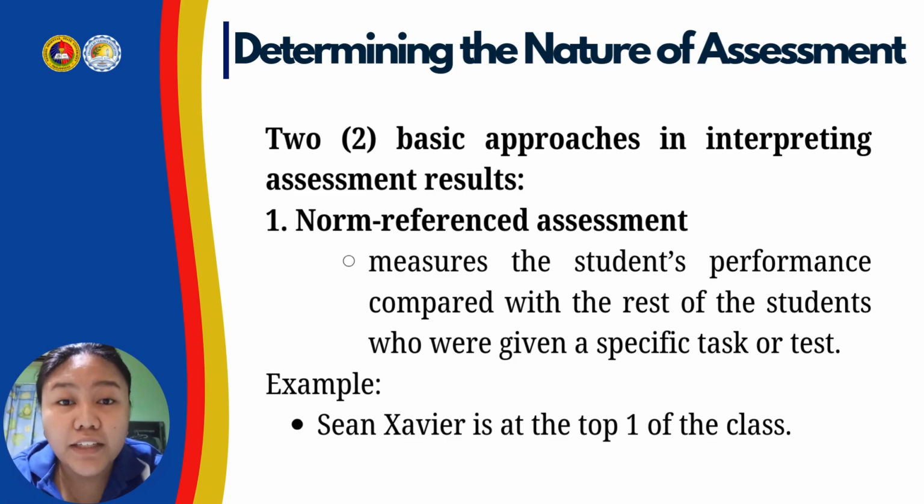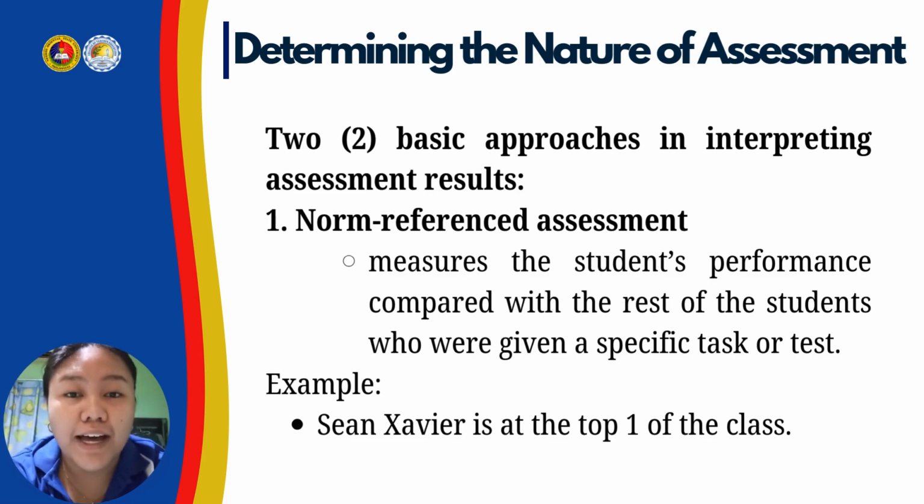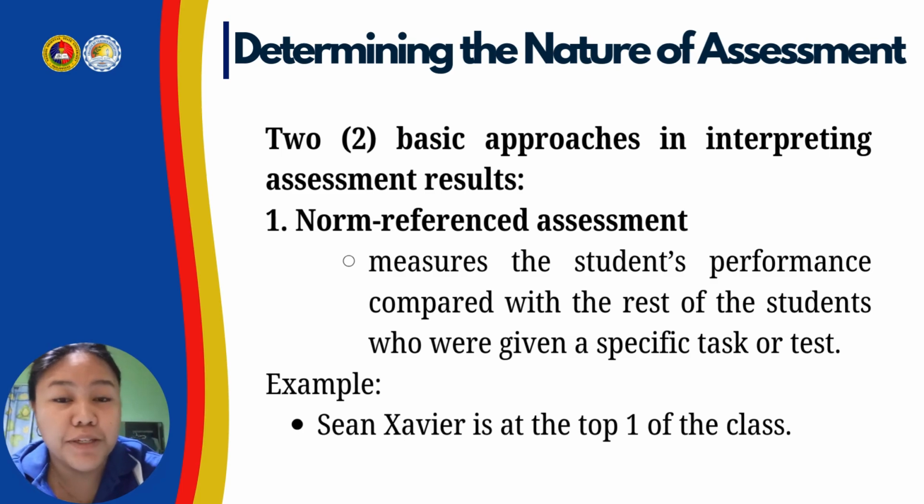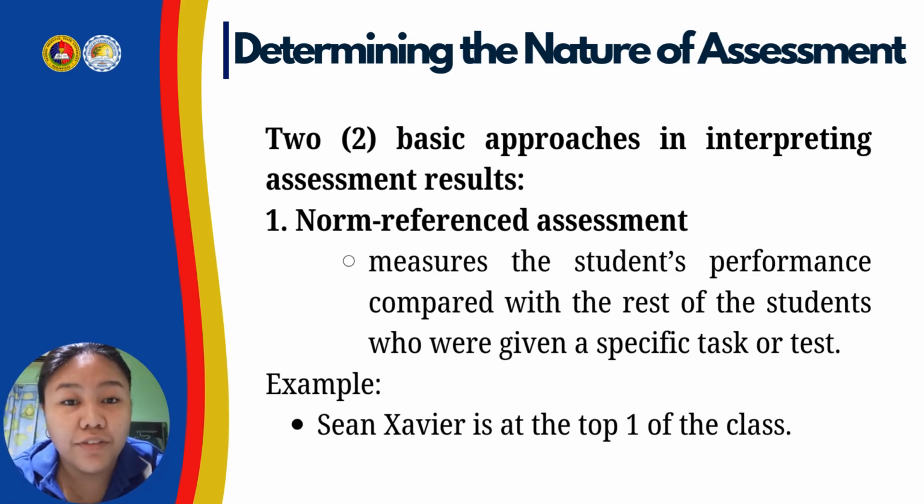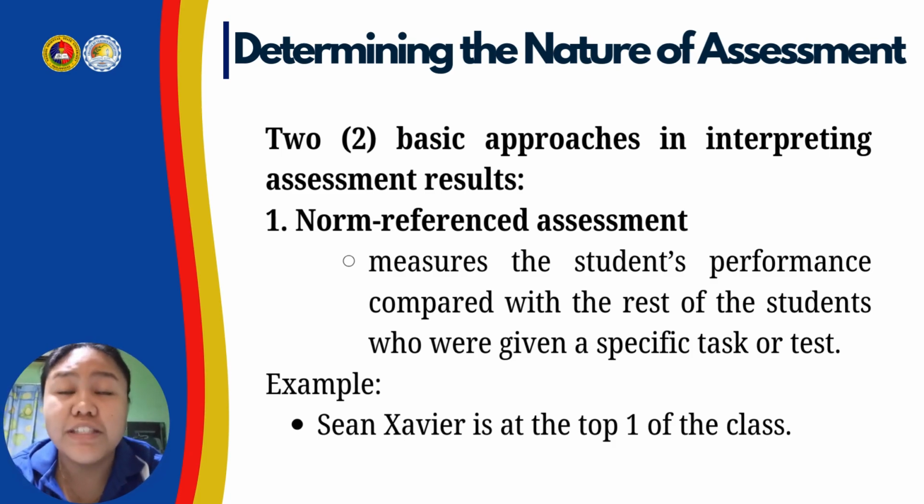Now, according to our FS book, we have two basic approaches in interpreting assessment results. So, first, we have the norm reference assessment, which measures the student's performance compared with the rest of those students who were given a specific task. So, in the norm reference assessment, it gives the student a relative status compared to other students.